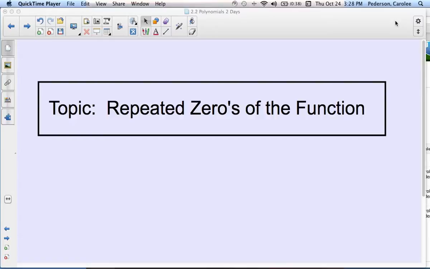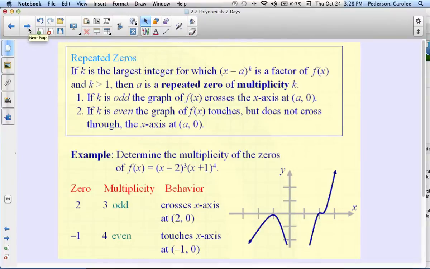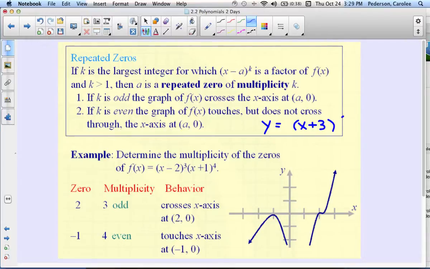An explanation of repeated zeros of a function. Repeated zeros are when you factor a function like this, y equals x plus 3, and you have maybe another x plus 3. This would be a repeated zero at x equals negative 3. If you have a degree that is odd, it's going to cross the x-axis. If your degree is even, then it's going to touch the x-axis but not cross it.